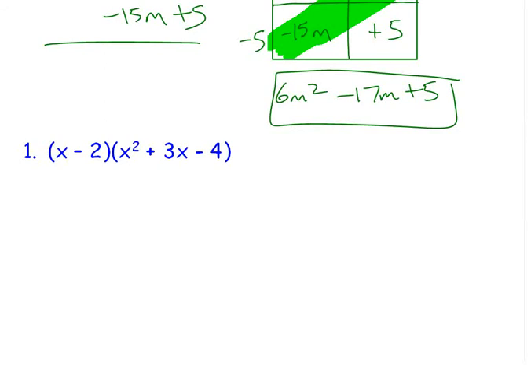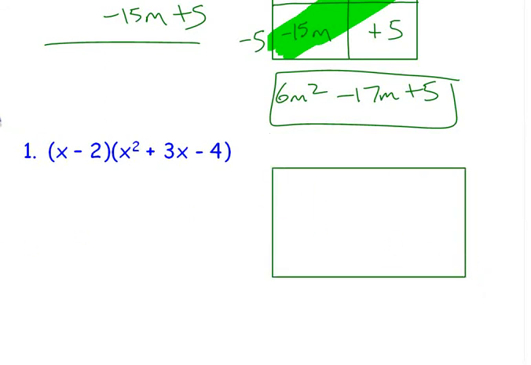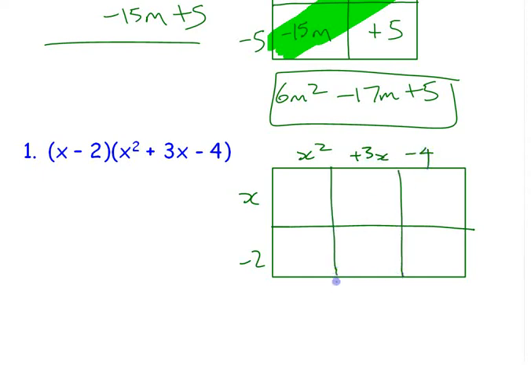If you're doing an area model here, you're going to have more areas to work with, right? If you put x and a minus 2 here, and you put x squared plus 3x minus 4 here, you're going to have 6 spaces in your answer here. This is x cubed, right? X squared times x is x cubed. I would do it in an organized way. This x times that plus 3 is plus 3x squared. And then you got the last one in that row, x times minus 4, minus 4x.